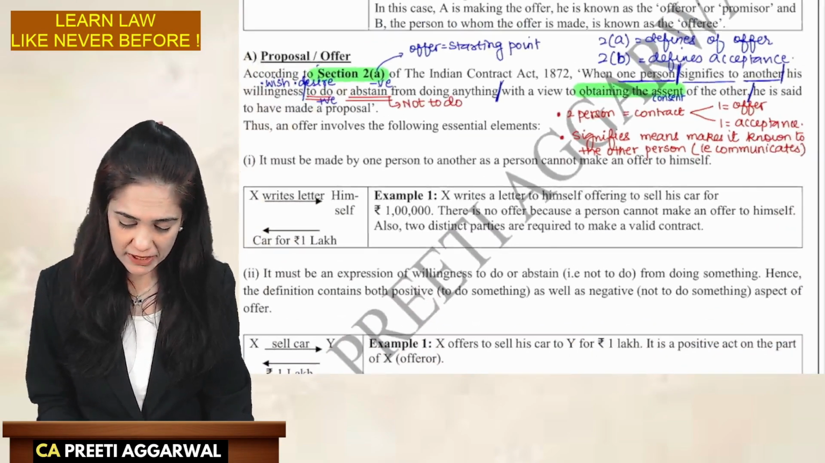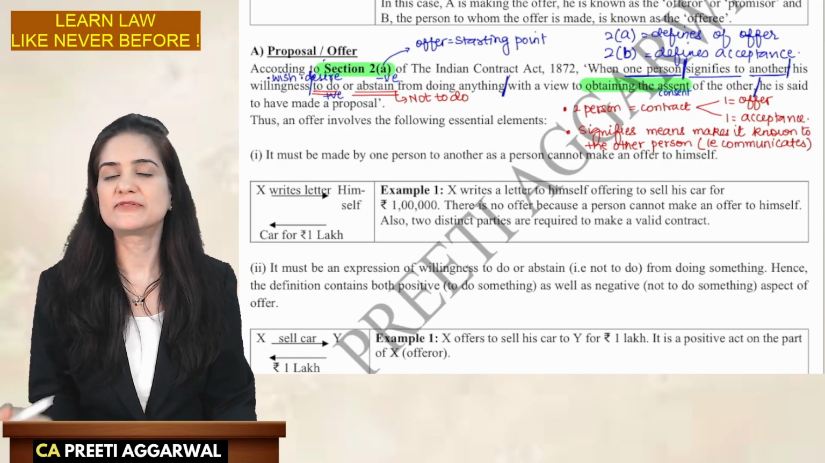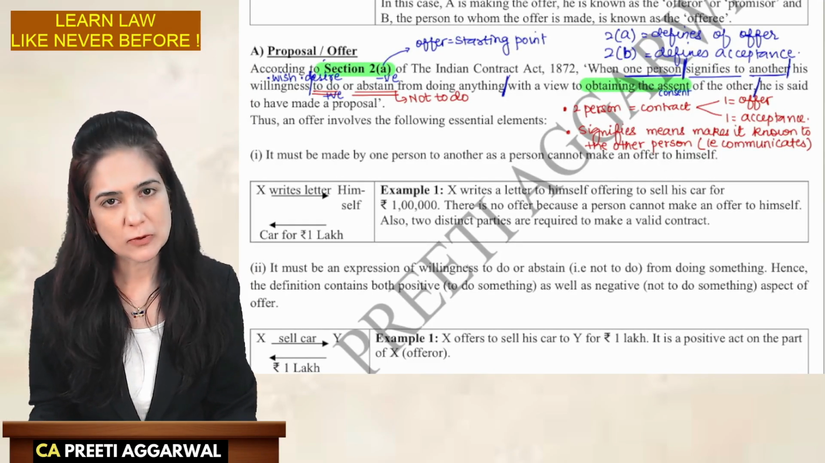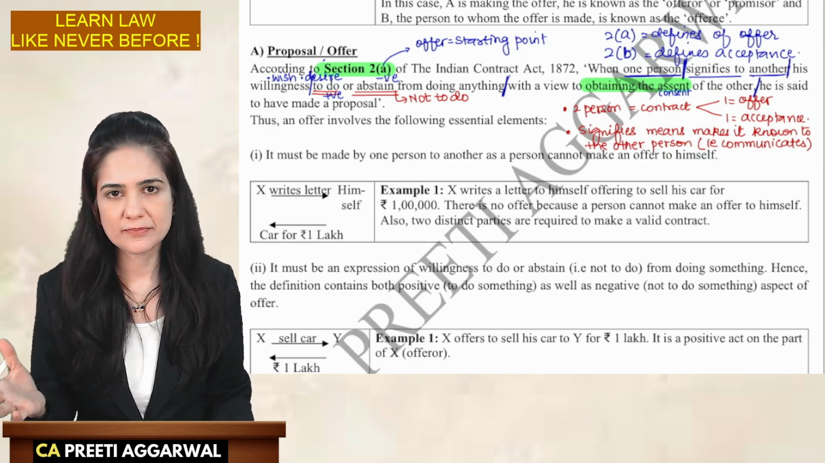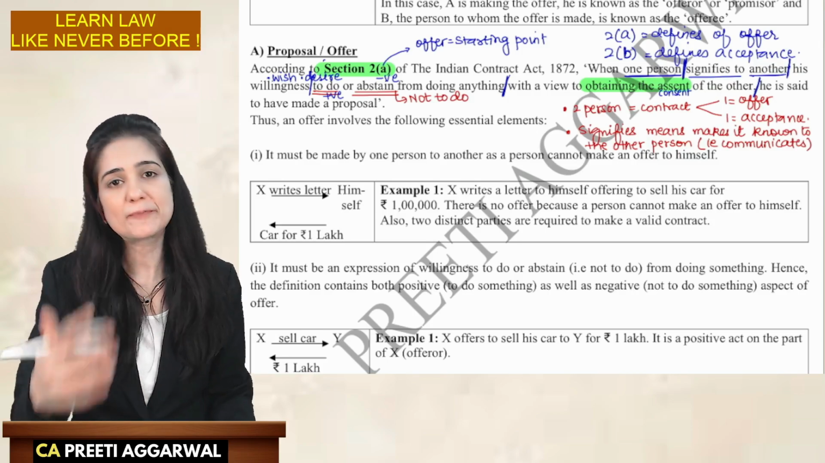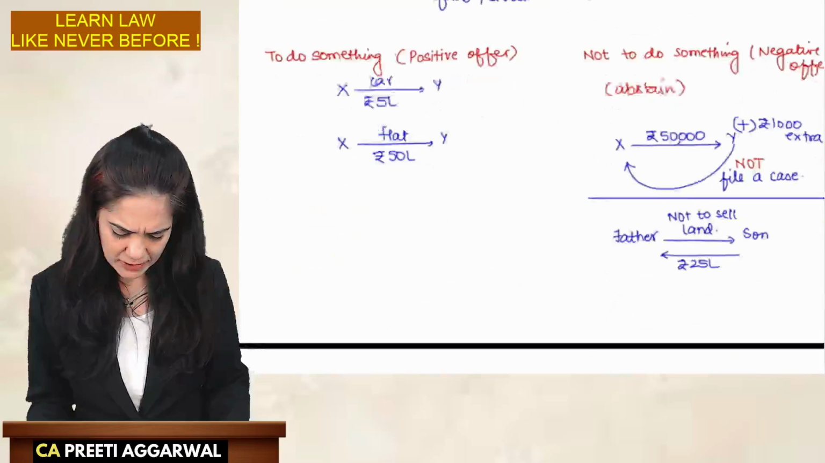Why are we giving an offer? We want to obtain the assent. We want to obtain the consent of the other person. Then I am said to have made a proposal. So I am not giving an offer just to pass time. I am doing this so that it is accepted by the other person. Now, let's discuss an example for this.